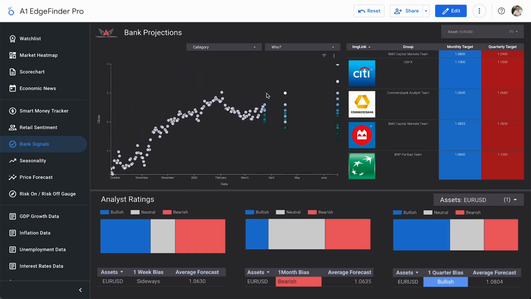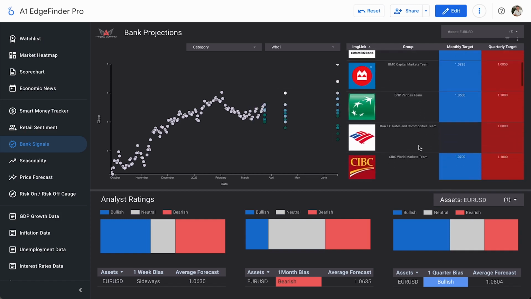Now on a monthly bias, we can see that as well. So there we were just talking about Citi FX right there. On a monthly basis, they believe that it is going to be around the 1.1 target range. We can see that right there. They believe that price should be around that range by April 17th. And we can also see that on a quarterly basis as well for each one of these banks internationally here.